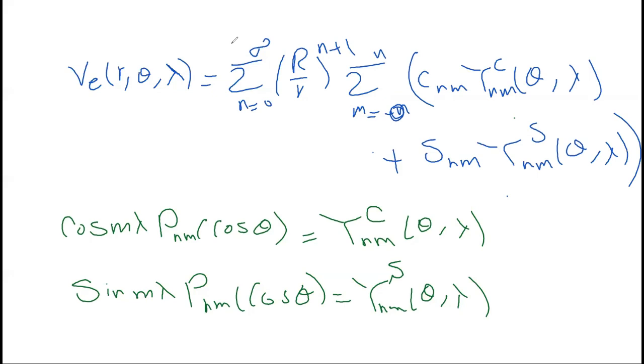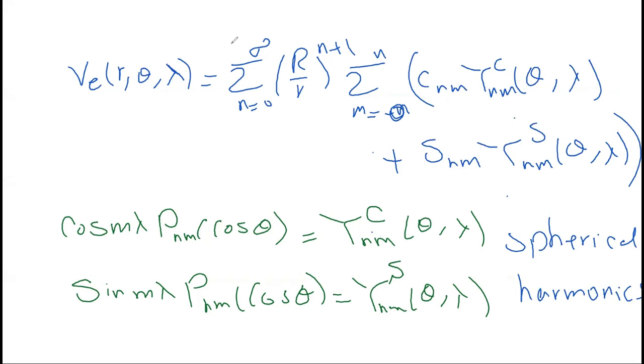These functions, Y_nm, are called spherical harmonics. So the one with C is called cosine spherical harmonic, and the one with S is sine spherical harmonic. N and M are the degree and order of a spherical harmonic, that I will explain later.